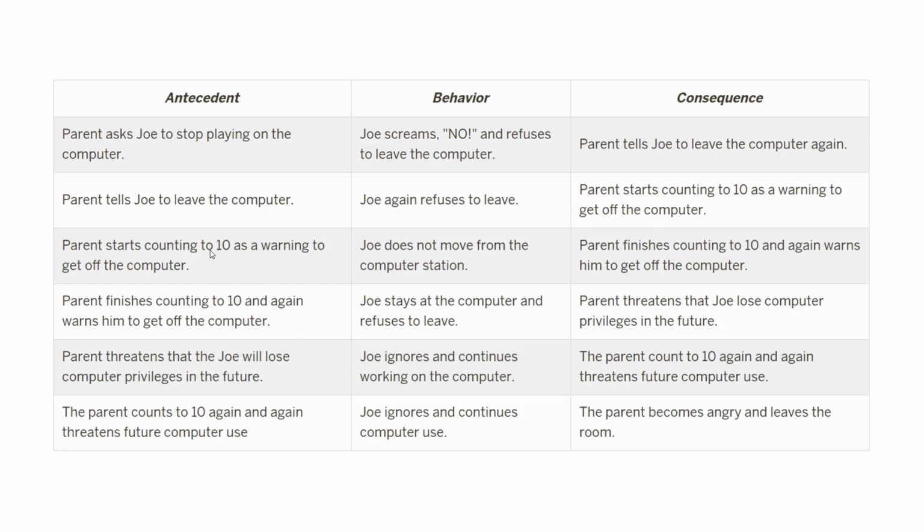So you guys can go through, and at the very end, the parent counts to 10 again. Joe ignores and continues to use it. The parent becomes angry and leaves the room. So in this instance, the parent's really not giving him attention, gets angry and leaves, and he continues to get access to the computer. So I would say this would be a really good example of a tangible function.